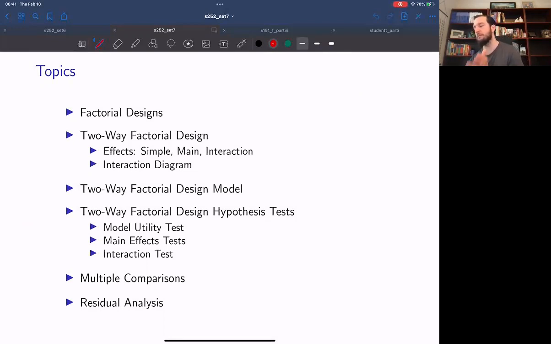Most of the themes in this unit are exactly the same as the themes from the previous units. It's just a different type of design that's taking into account additional information compared to the one-way ANOVA and the completely randomized block design.